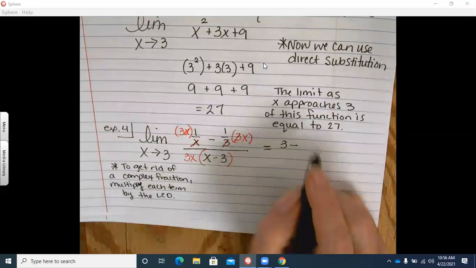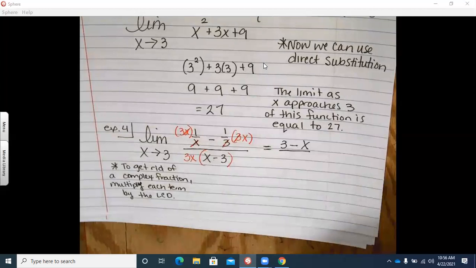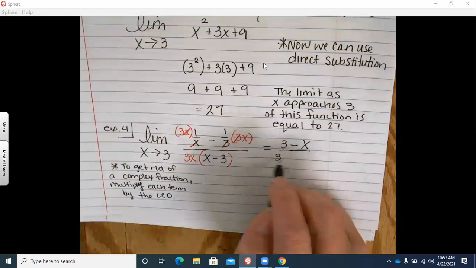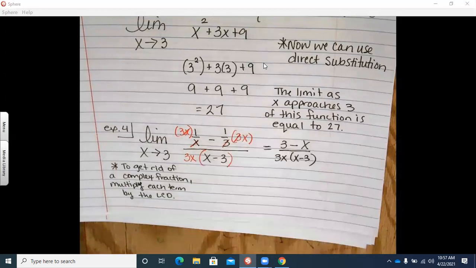And in the denominator, we're wanting factors to cancel, right? So if we multiply 3x and x minus 3, it's already factored. So don't do that because we're hoping that it factors with something. So just leave it as 3x times x minus 3. Again, we still can't plug in a 3 right now because we're getting a 0.